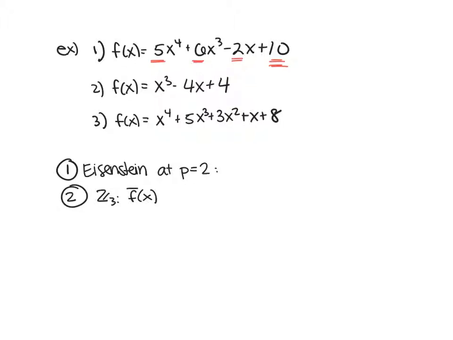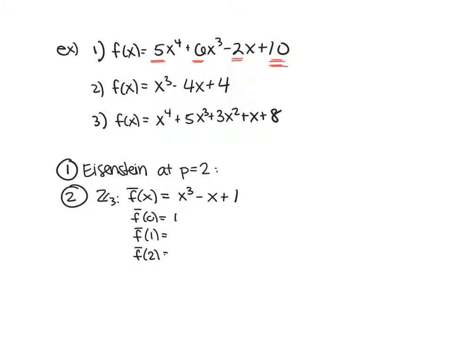So if we reduce mod 3, we get x cubed minus x plus 1. All right, so since this is cubic, degree 3, if it did factor, it would have to have a degree 1 factor. So it would have to have a root. So we can just check by plugging in 0, 1, and 2, and checking that this doesn't have any zeros. And that's enough to argue that this is irreducible over Z3.